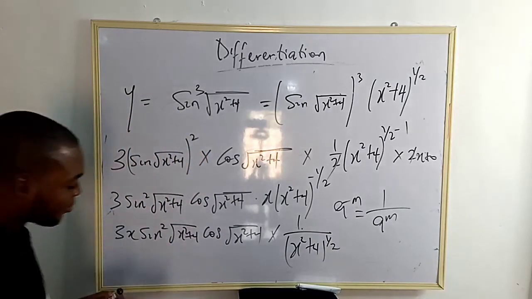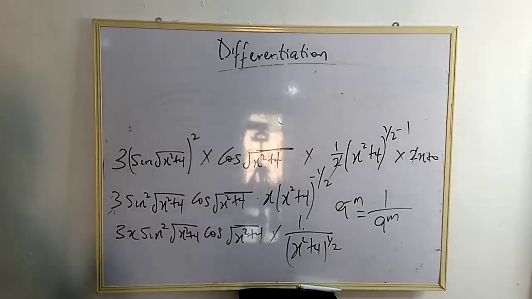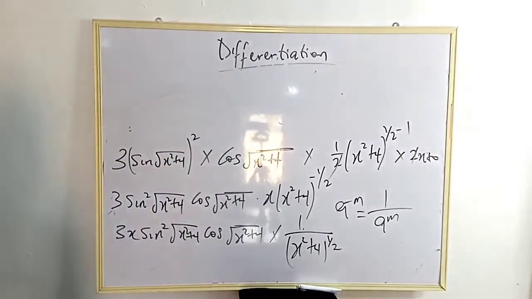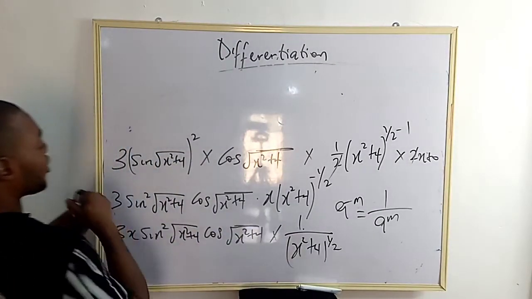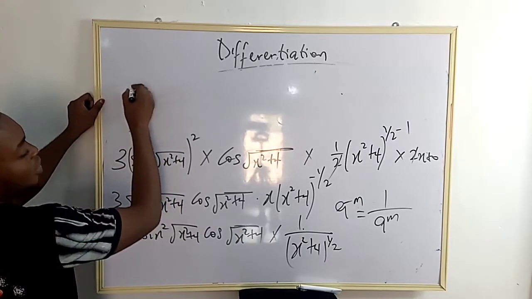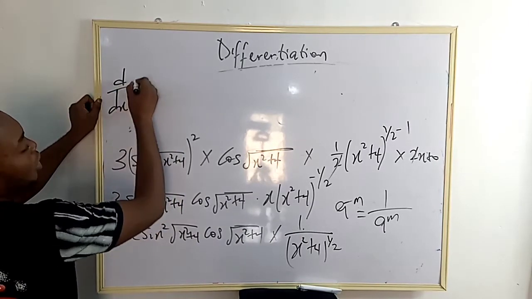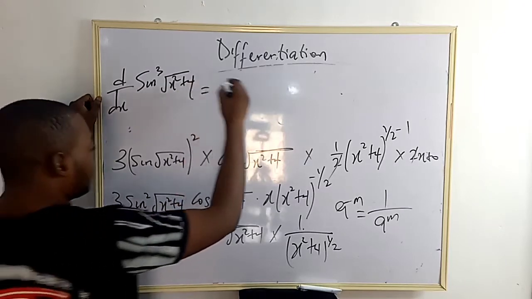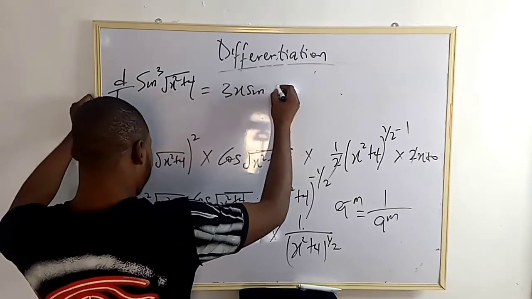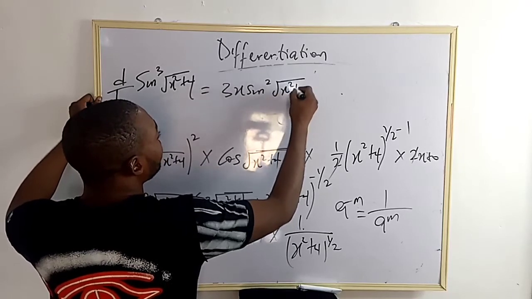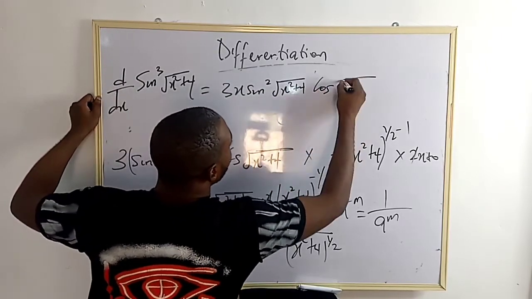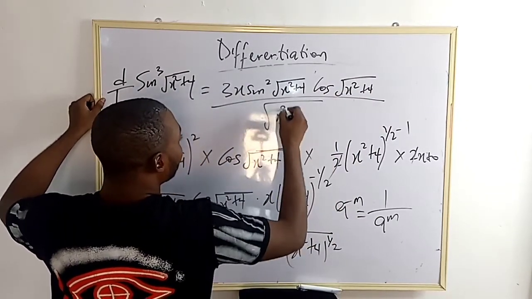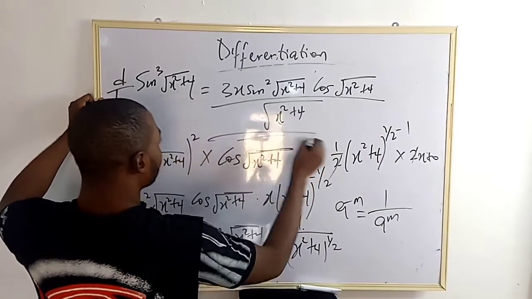So what we have here now, our solution becomes, remember that x squared plus 4 raised to power half is the same thing as square root of x squared plus 4. So then our solution, d/dx of sine cube square root of x squared plus 4, will be equal to 3x sine squared square root of x squared plus 4 cos square root of x squared plus 4, everything all over square root of what? x squared plus 4. That is the solution.